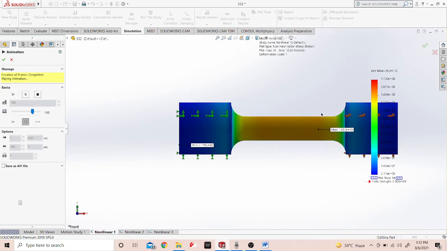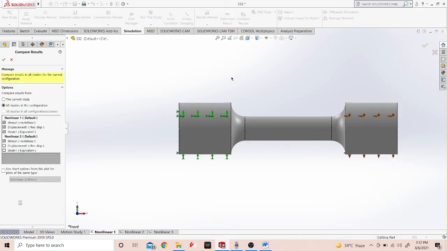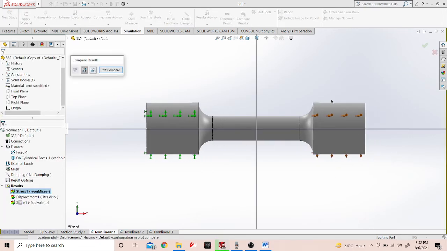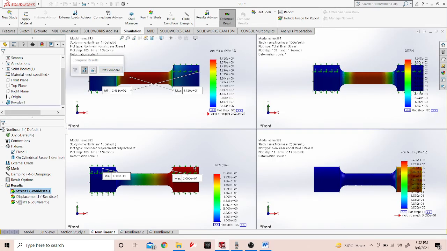So this is the area where the max stress is at, and this is the area which has the minimum stress. The maximum stress on this steel is 1.72 x 10^8 Newton per meter square, and these are the different results such as strain and the elongation, the displacement that has been created due to the force on the steel rod.